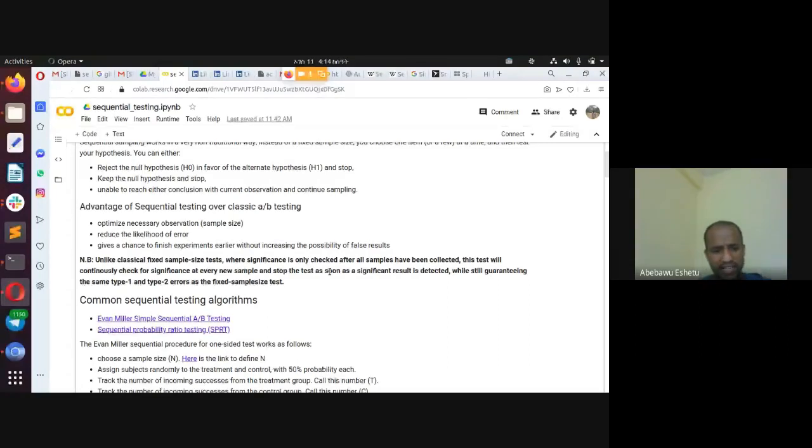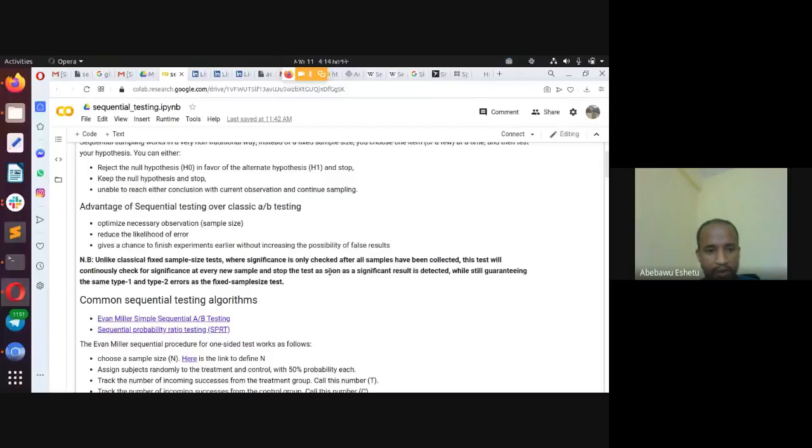So in industry, commonly these two algorithms are used in sequential testing. One is the Evan Miller sequential testing algorithm. You will get this notebook, it's under the folder. Maybe Jane can share this with you after the discussion. I will share.